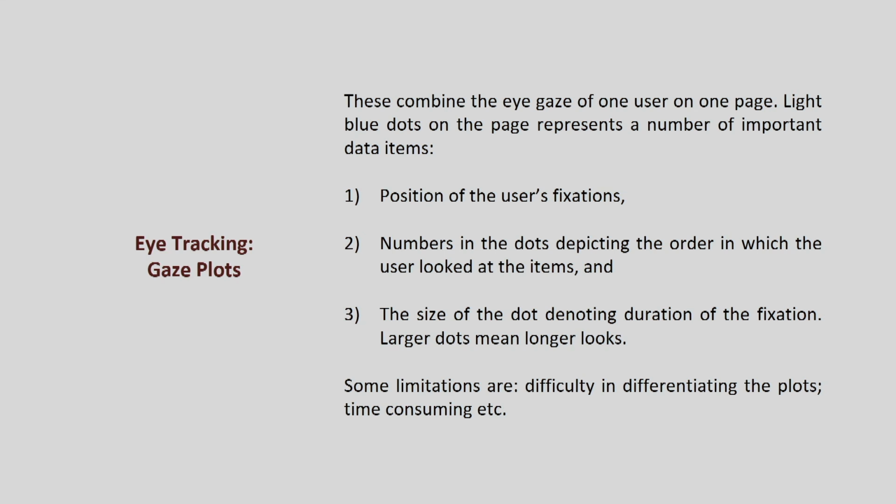Then gaze plots. Here we have the position of the user's fixations, with numbers in the dots depicting the order in which users look at the item, and the size of the dot denoting the duration of the fixation. So, if the dot size is larger, that means you looked at that particular portion for a longer duration. If the diameter is smaller, you have looked at it for less time.